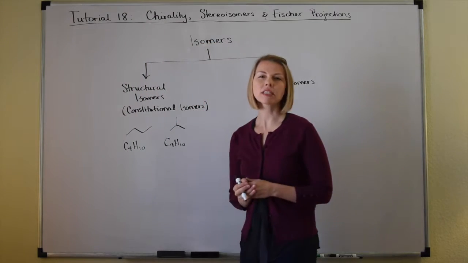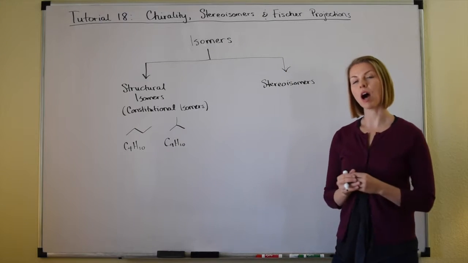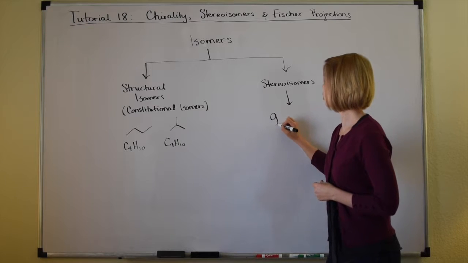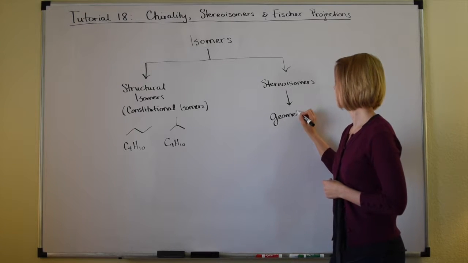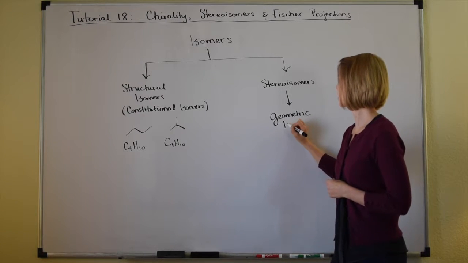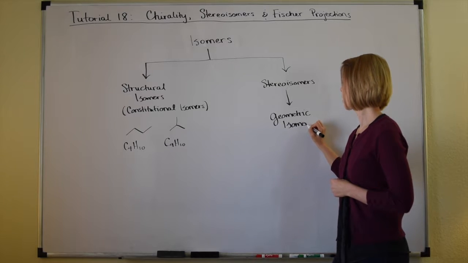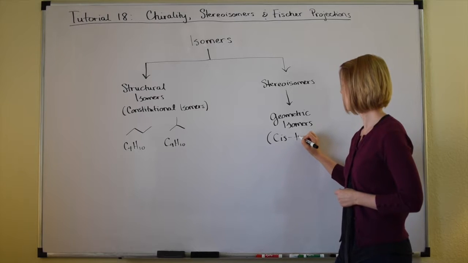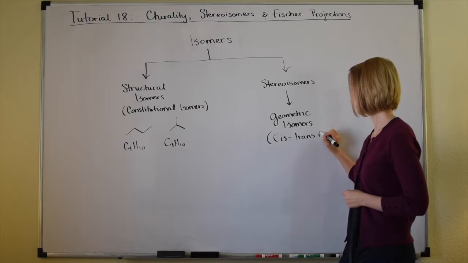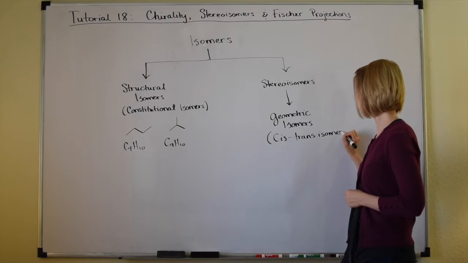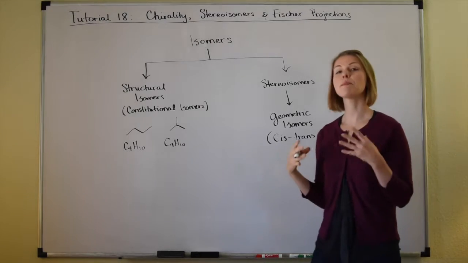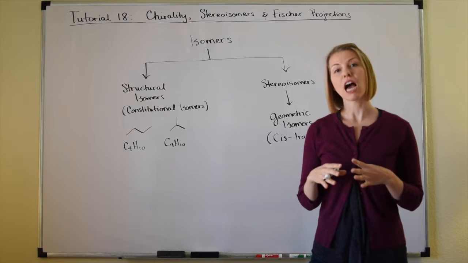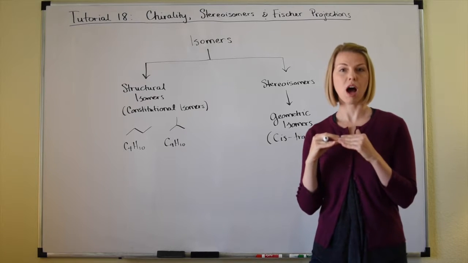We have discussed one type of stereoisomers called geometric isomers, also commonly called cis-trans isomers. So I'm going to write that as well. Geometric isomers differ three-dimensionally about a carbon-carbon double bond.